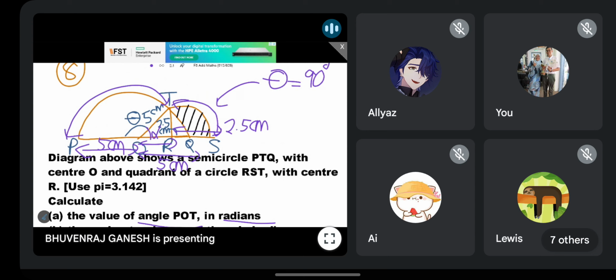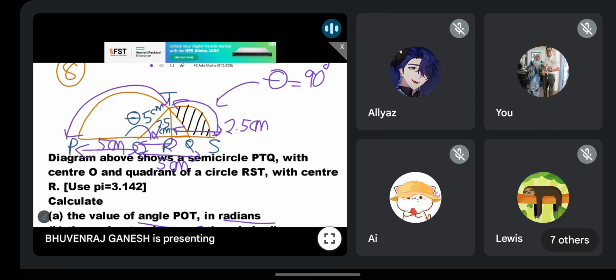Wait, let me see. Hey, can. You can get QS. You can get RQ first. RQ how to get? You take OQ 5 cm minus OR from the Pythagoras theorem just now. You get RQ. Then you take RS, which is 2.5 cm, minus RQ, you will get QS. Understand?